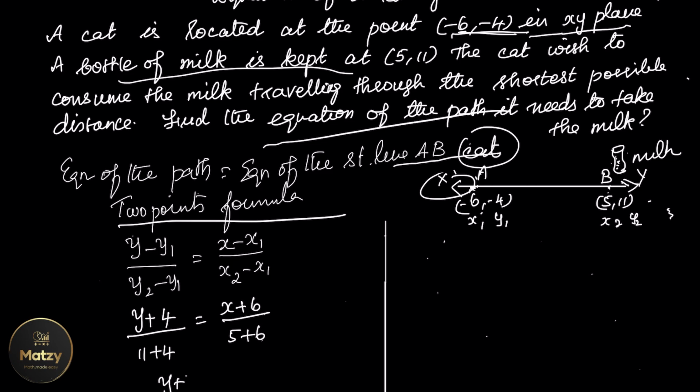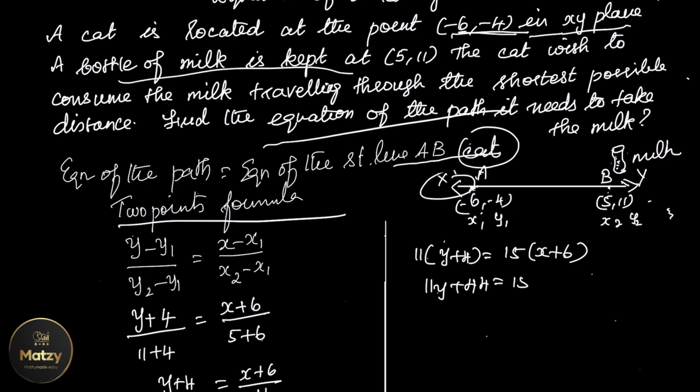So I got (y + 4)/(11 + 4), that is 15, is equal to (x + 6)/11. I'm doing cross multiplication here. 11 into (y + 4) equals 15 into (x + 6). Now I am multiplying: 11y + 44 is equal to 15x + 15 sixes are 90.